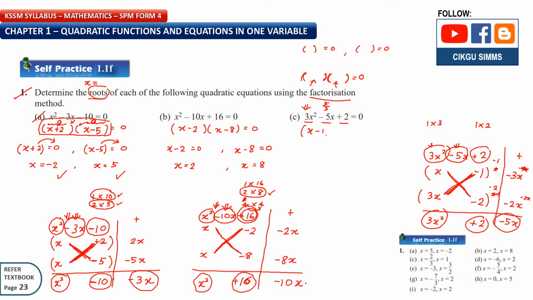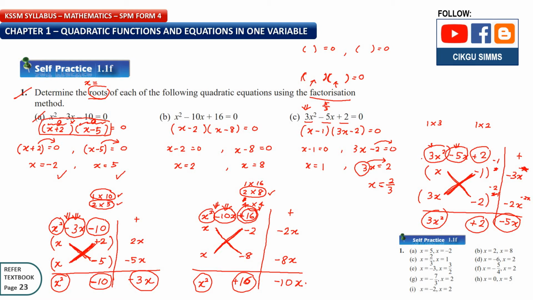So x minus 1, and then 3x minus 2 equals 0. So the first bracket equals 0, and then the second bracket equals 0. So we have two answers. First is this, and then second one, you need to move this first. So 3x equal positive 2, and then times 3, you bring it there, becomes divide by 3, so 2 over 3.